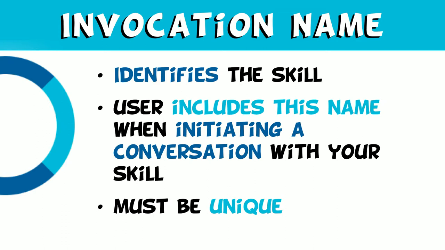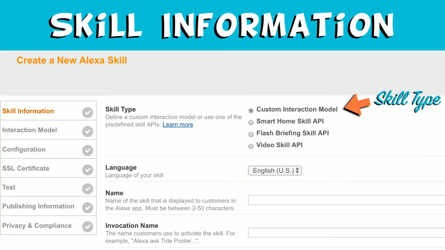Okay, so first off, the invocation name identifies the skill. The user includes this name when initiating a conversation with your skill, and it must be unique. These skills are part of a marketplace, so this is how a user is going to know at least the name of your skill, and when they're looking at the marketplace, they'll be able to see what the invocation name is.